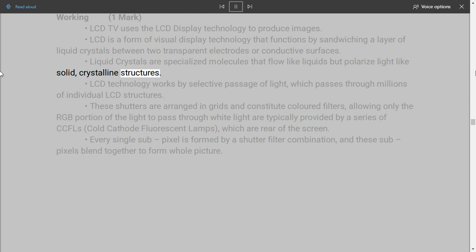LCD technology works by selective passage of light, which passes through millions of individual LCD shutter structures. These shutters are arranged in grids and constitute colored filters, allowing only the RGB portion of the light to pass through. White light is typically provided by a series of CCFLs, cold cathode fluorescent lamps, at the rear of the screen. Every single sub-pixel is formed by a shutter-filter combination, and these sub-pixels blend together to form the whole picture.